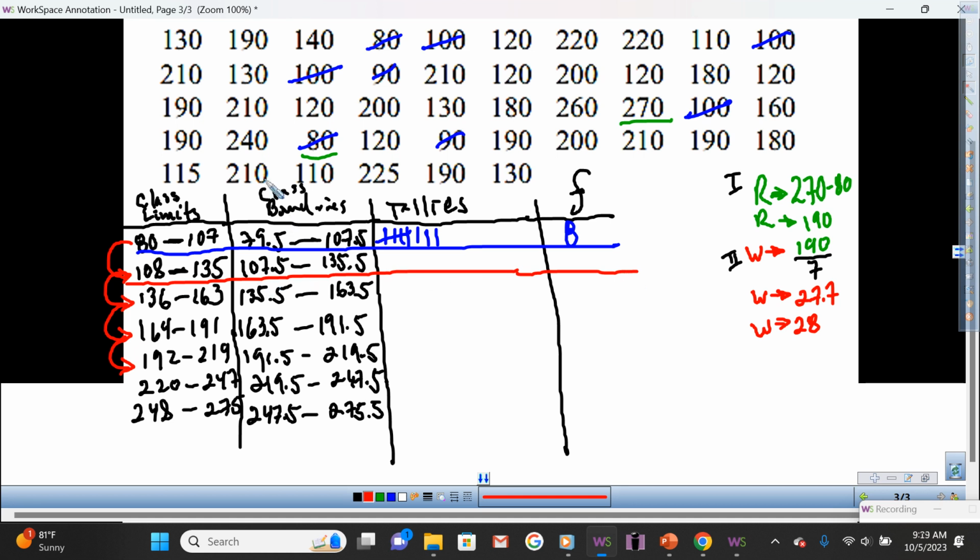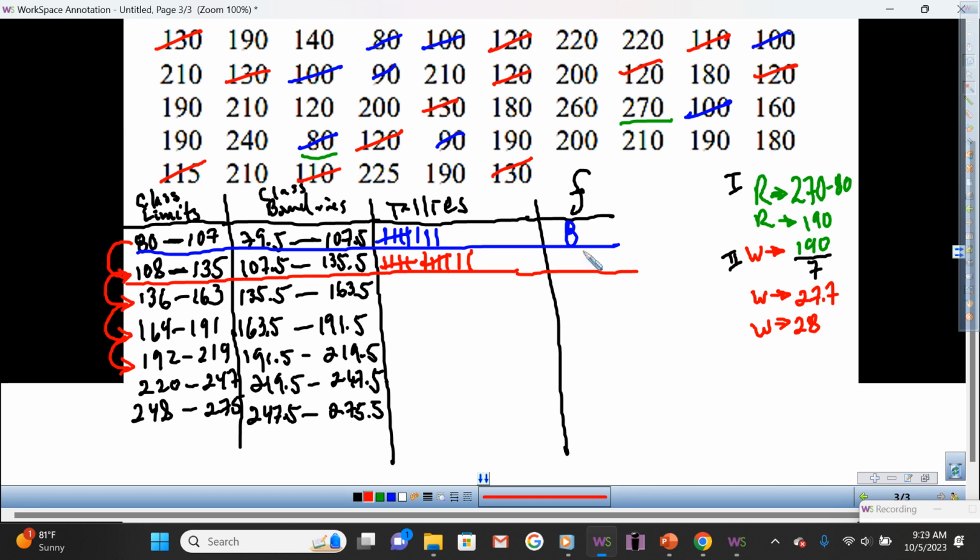107.5 to 135.5. So we got 1, 2, 1, 1, 1, 1, 1, 2, 3, 1, 1, and 1. Hands if you got 12.